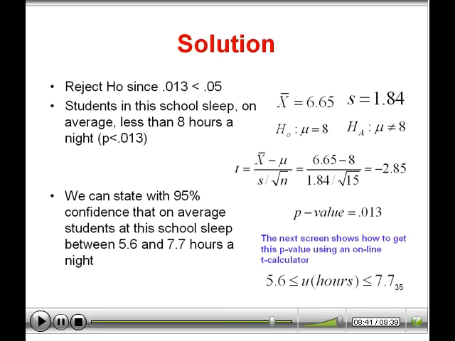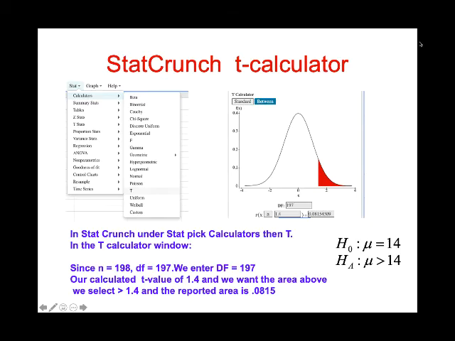So I wanted to say a little bit about the calculator we're using this semester to get critical t-values. The calculator actually exists within StatCrunch. You would look at the Stat menu, and then pick Calculators, and then pick the t-calculator. You're going to be asked for a number of degrees of freedom. Well, in this particular study, there were 198 children, so that was 197 degrees of freedom. We calculated a t-value of 1.4.